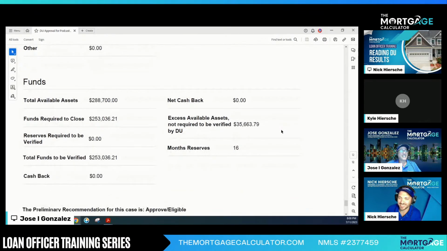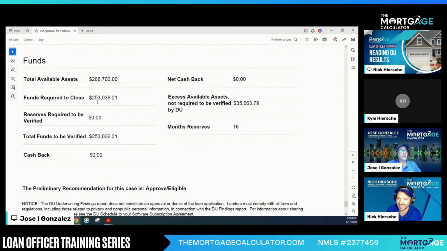And that's it. And here is now where it's telling me my funds required. And look here now, total funds to be verified is the same amount there. Because of my low LTV and my high credit score, it's saying I don't have to verify any money above this, which is fine, even though my borrower has 16 months worth of reserves. It says excess available assets not required to be verified by DU, 35,663.79.